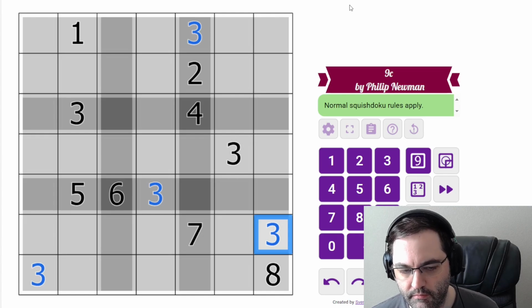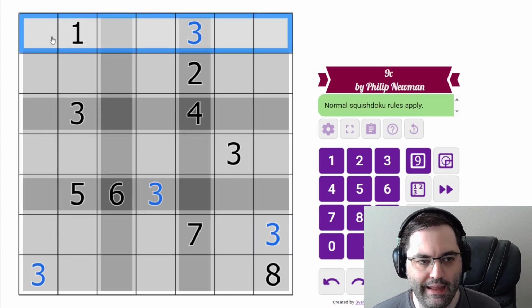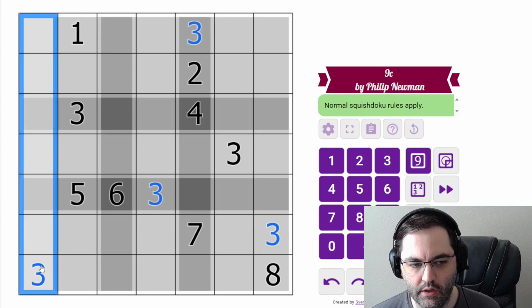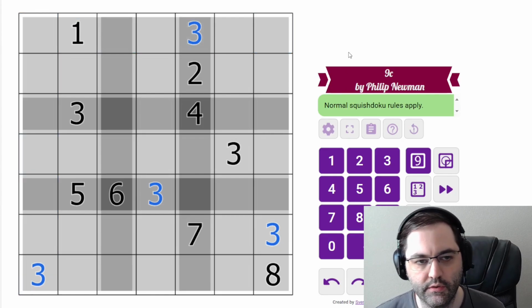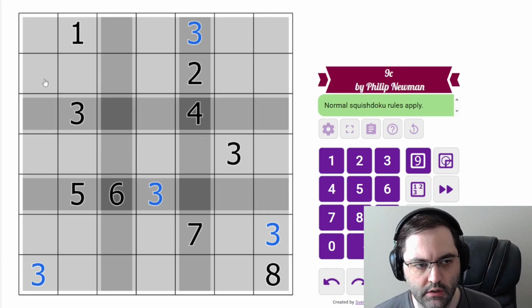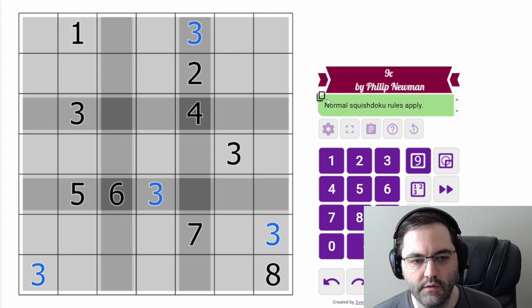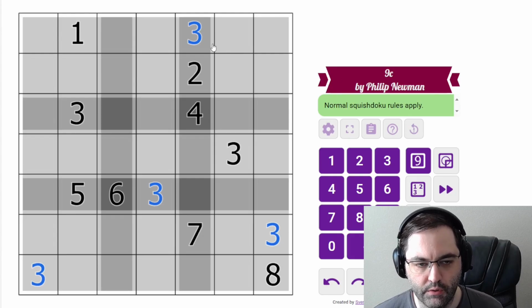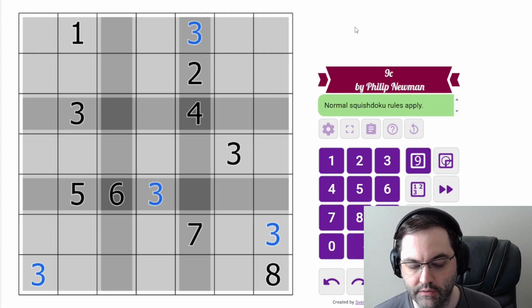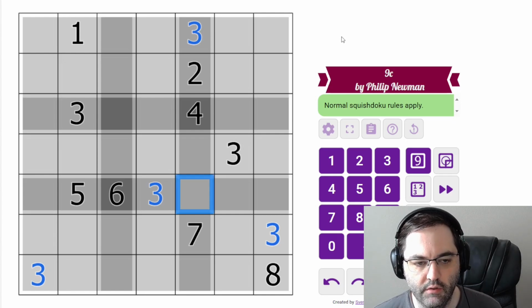That's a hidden single. In Squishdoku, we can't use hidden singles in the rows and columns. We don't know that every digit appears in each row and column. This row does not contain a 3, for example. So we can't use hidden singles for rows and columns. We can use naked singles anywhere. A naked single is a cell that can only contain one digit. So we're going to be looking at cells that are limited, and hopefully limited to only one digit.